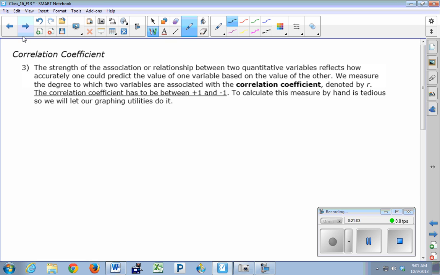Okay, so let's take a look at the correlation coefficient. Again, it's measuring the strength of the linear relationship or the linear association. I should have probably put that in. That's all baby r does. It talks about the strength of the linear relationship. I can't emphasize that too strongly for you.